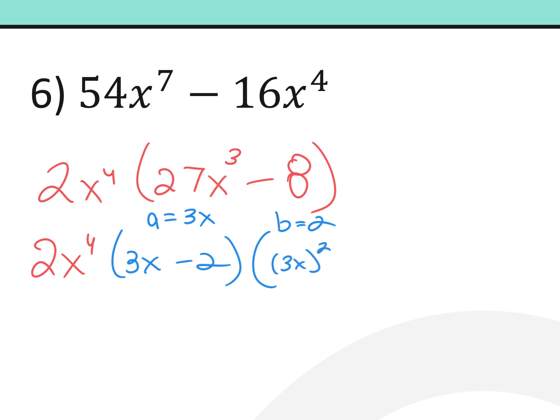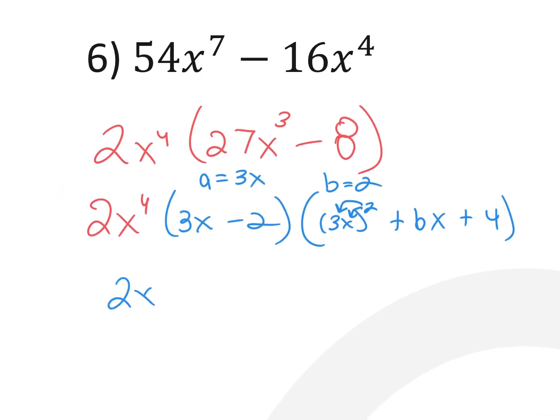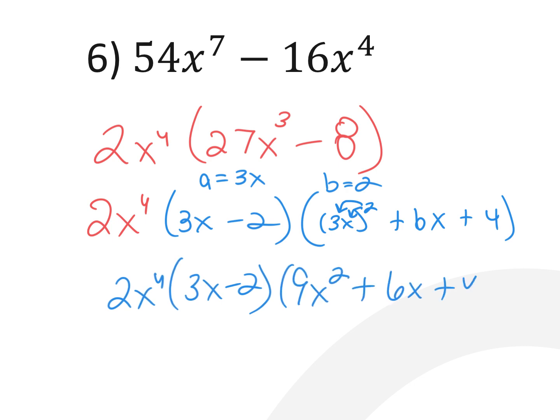Watch, guys, it's (3x) squared. Then you multiply A and B. So 3 times 2 is 6. This is going to give me plus 6x, good. Then you square the last term. What's 2 times 2? 4. This 2 goes to the 3 and to the x. It's not just 3x squared. So what you have here is 2x to the 4th out in front, 3x minus 2, and then I have 9x squared plus 6x plus 4.